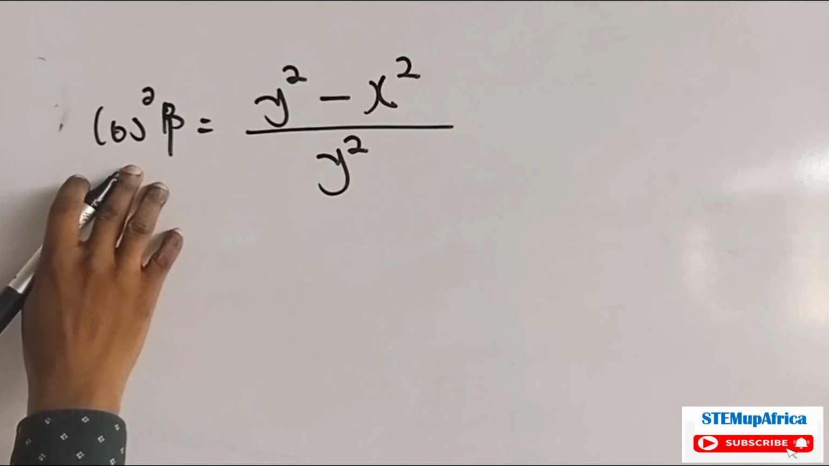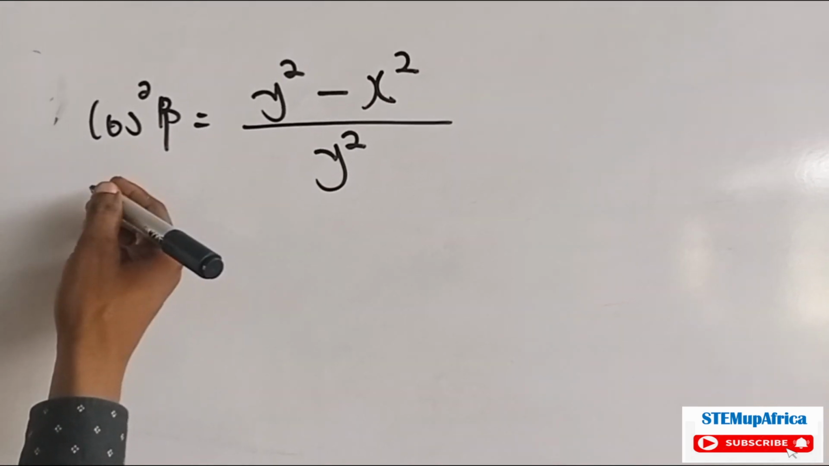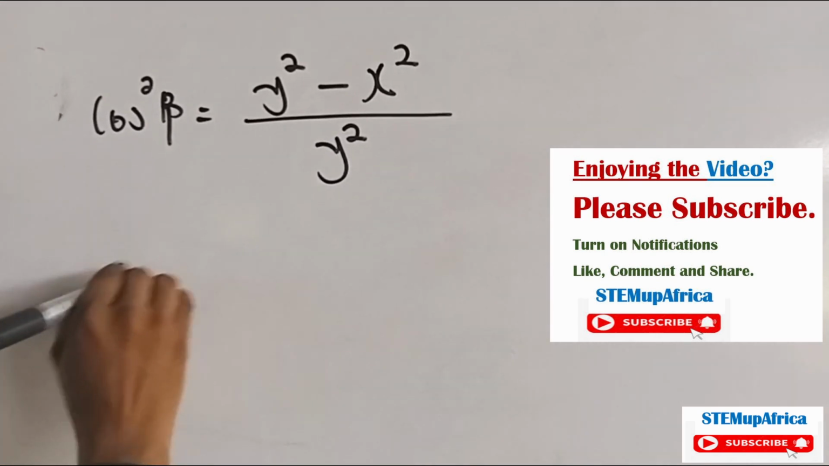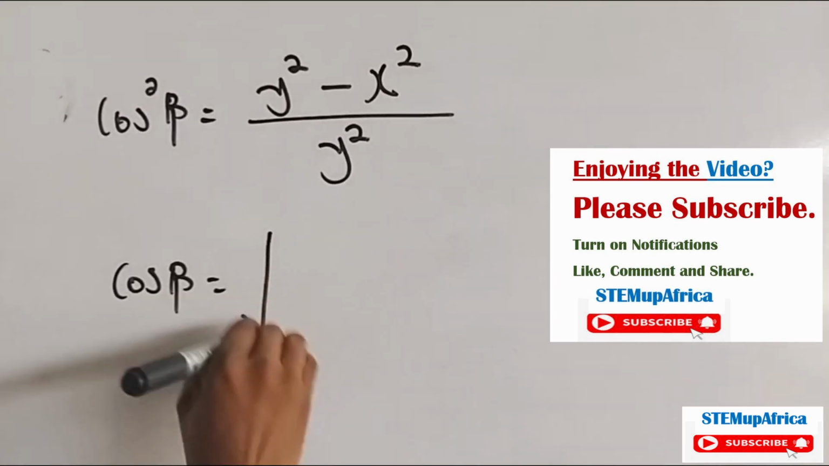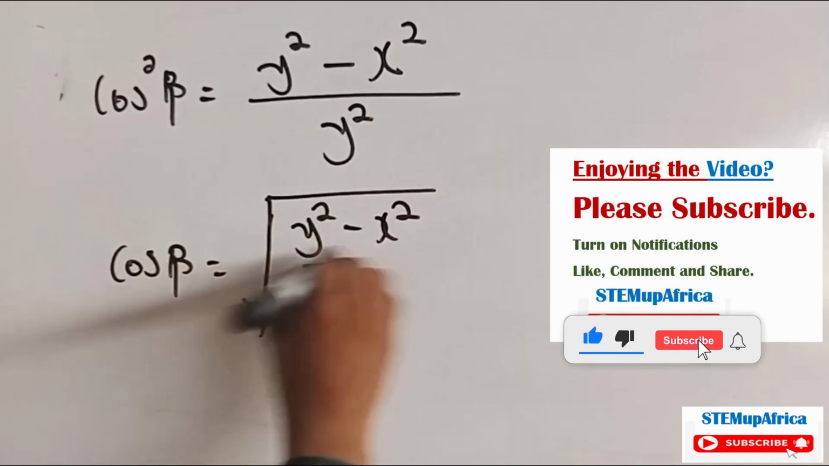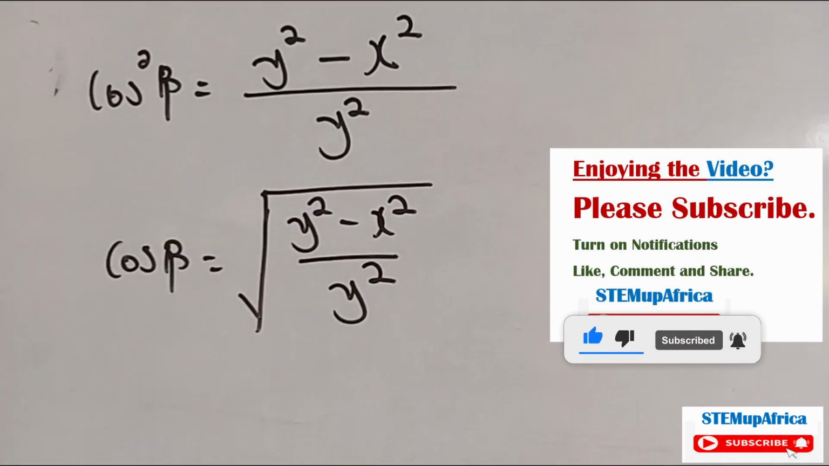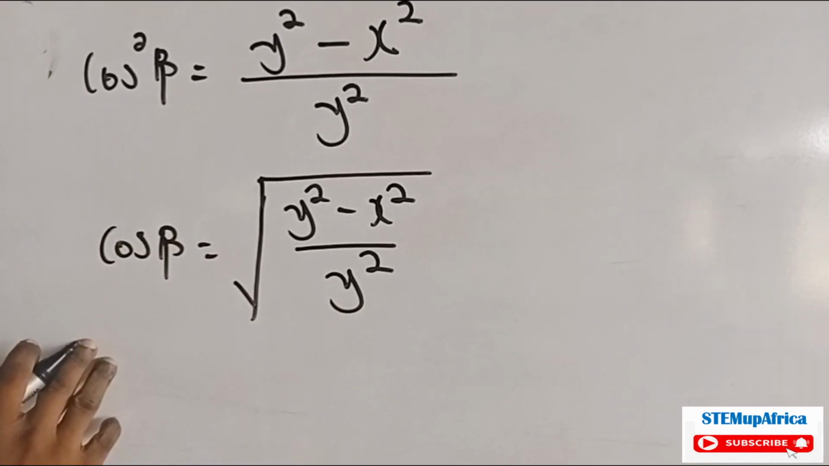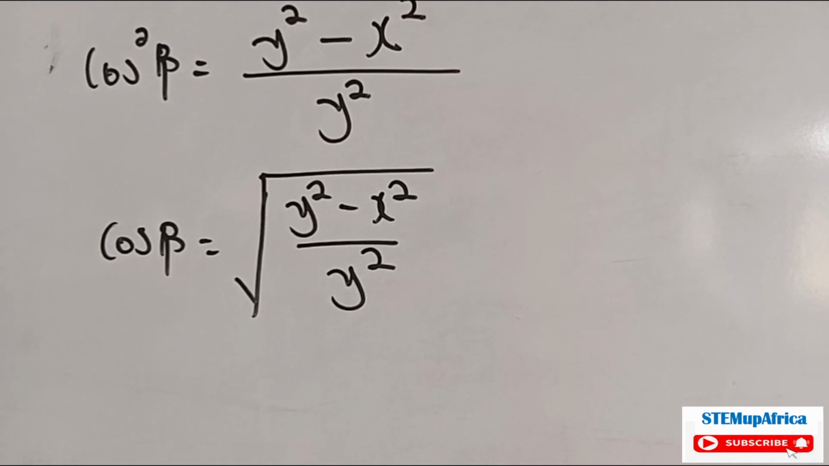So this is not the value of cos beta. This is the value of cos square beta. My cos beta now will give me the square root of y squared minus x squared over y squared. So we have gotten cos beta and we are given sine beta. We can now find the expression we are asked to find.